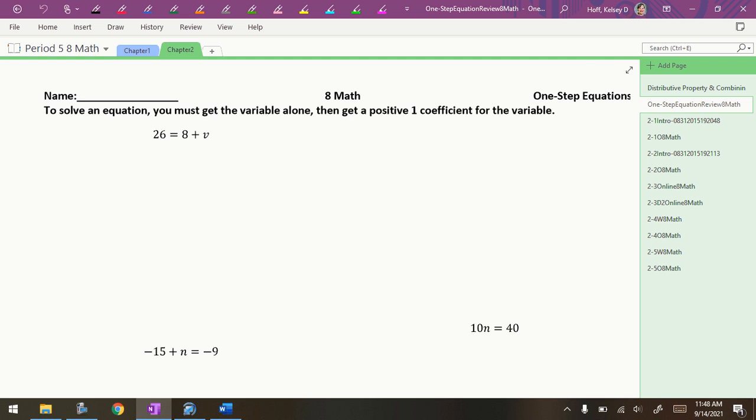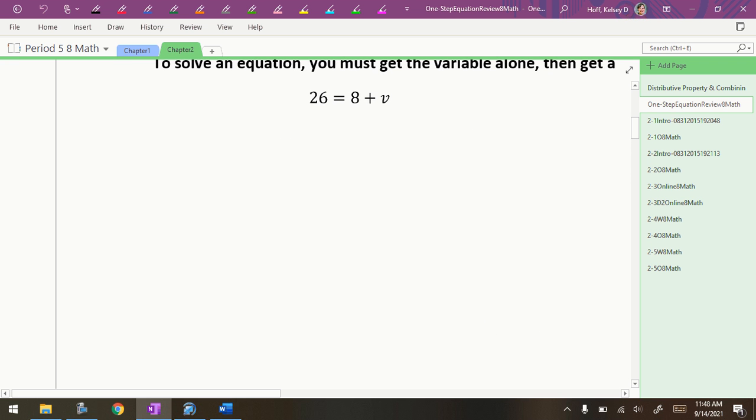So the very first problem, 26 equals 8 plus v. I already heard somebody say it. The very first thing you have to do is draw that line through the equal sign. That helps us keep the equal sign in the same exact place. It also reminds us whatever I do to one side, I have to do to the other side. So the whole point of this is to get our variable alone. So if I walk up here and I cover up v, listen to what I'm going to say before you shout. What do I need to get rid of to have v be by itself?